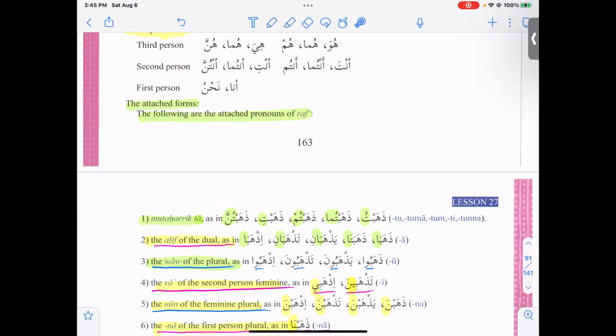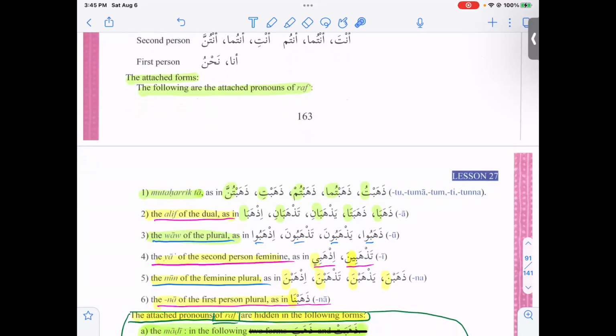Alif of dual. And waw of plural. Zahabu, yazhabuna, tazhabuna, izhabu amr. All of them have waw as a plural. And then ya of second person feminine. Tazhabina. So see, tazhabina, if I define it, fi'lun, mudari'un, marfu'un, bi-thubutin-nun. Where is the fa'il? Al-ya. Al-ya is the fa'il. Ya, bina, it has a sukun. Izhabi. You go. So this is fi'l amr. And this is the fa'il.